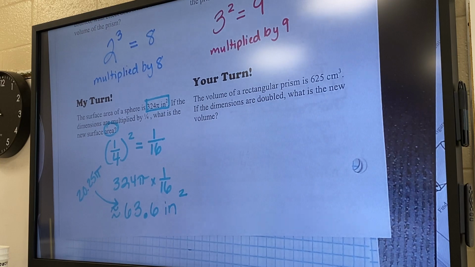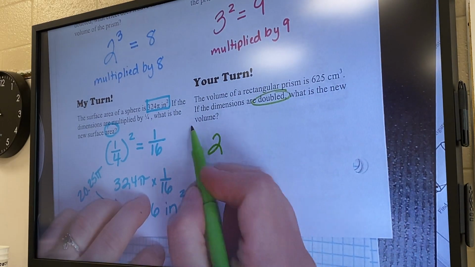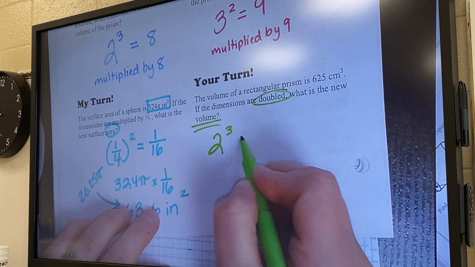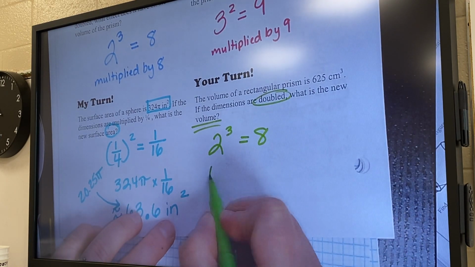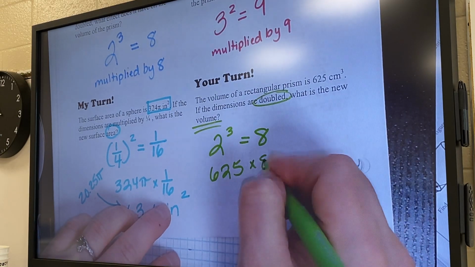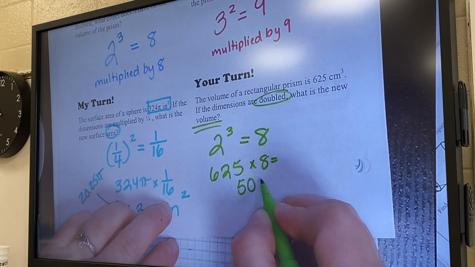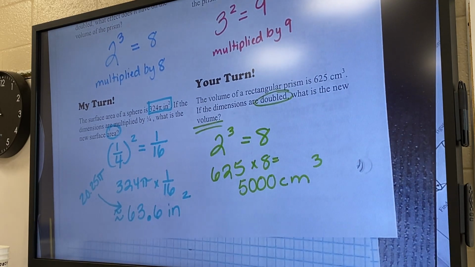I feel like there should be more. If it's doubled, what's your base? 2. What's your exponent if it's volume? 2 cubed is 8. The original is 625. Multiply it by 8. You get 5,000. And you get 5 grand. Centimeters cubed.